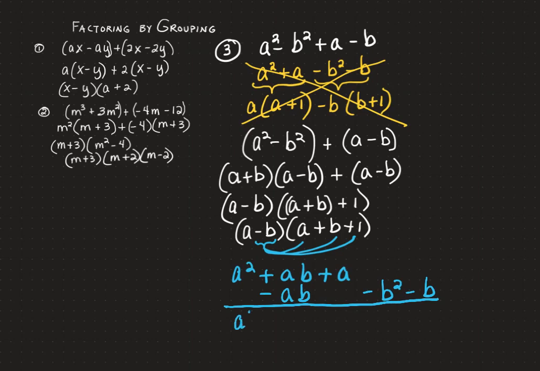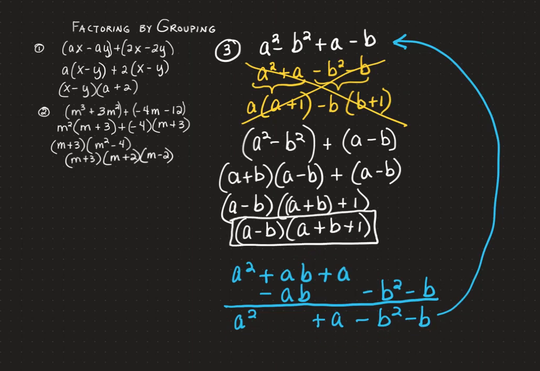Okay, so I have a squared, and plus ab minus ab gives me 0. I have plus a, I have minus b squared minus b, which I can manipulate to get right back to my original equation. A squared minus b squared. Let me take a look down at the bottom as I read the top. A squared minus b squared plus a minus b. They are equivalent. This right here is the final answer.